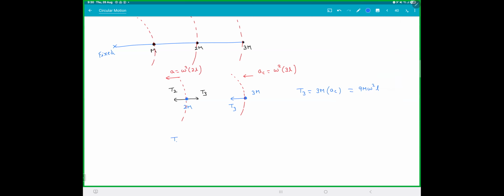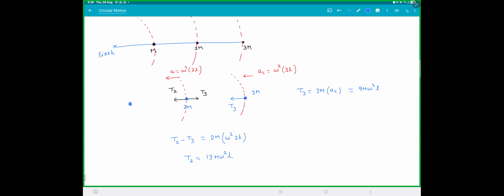So this FBD will be T2 minus T3. So who is the centripetal force here? T2 minus T3 is the centripetal force. Are you getting it? It will be mass 2M into acceleration, which is omega square 2L. T3 is already 9 plus this thing. So 13M omega square L. Are you getting what we're doing here?